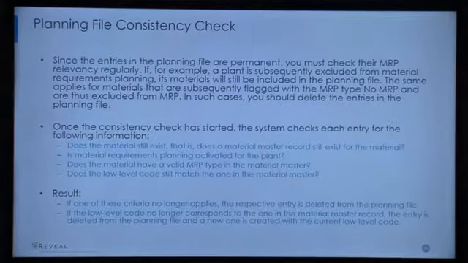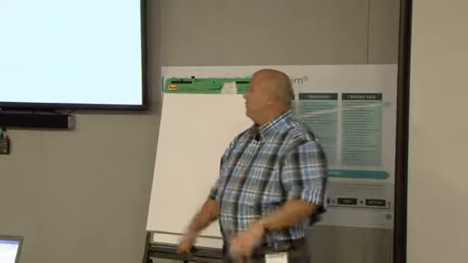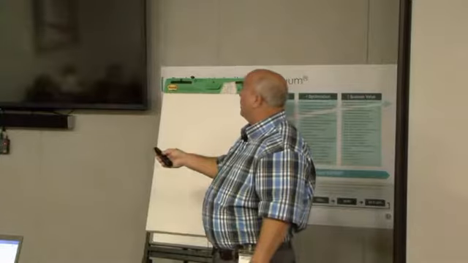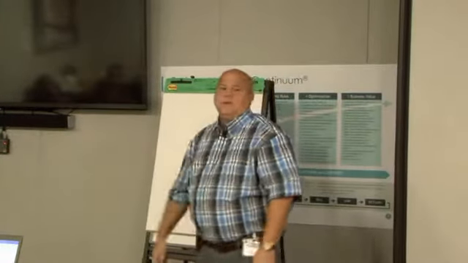Okay. Anything else? This is just the planning file consistency check. That's something you can run periodically. SAP will look through your obsolescence and say, hey, wait a minute, these don't really belong in your planning file, we're going to delete them. So it's something that administratively we should run every once in a while, the consistency check. That's it. Questions?